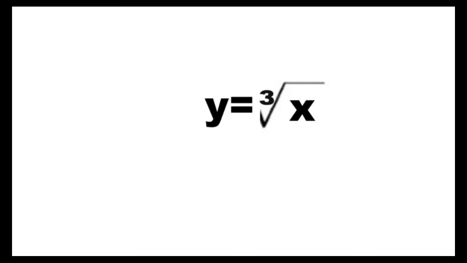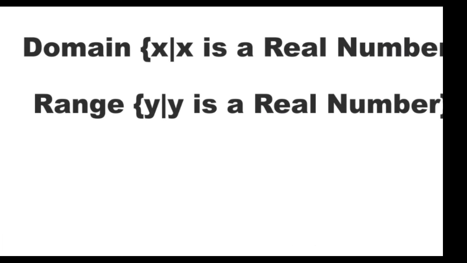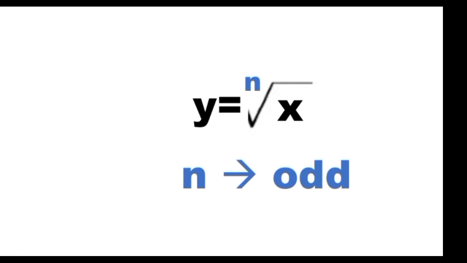For the equation y equals the cube root of x, this is a function with this graph, where the domain is the set of x where x is a real number and the range is the set of y where y is a real number. This is also applicable to y equals the nth root of x, where n is an odd number.